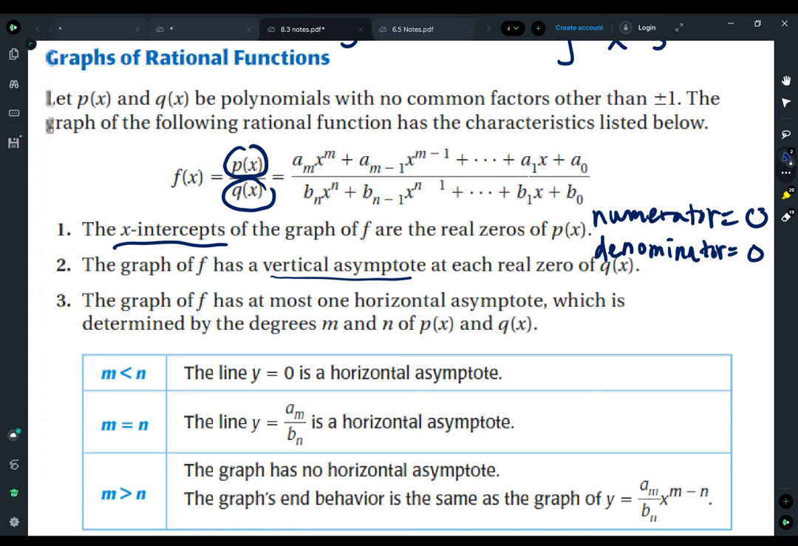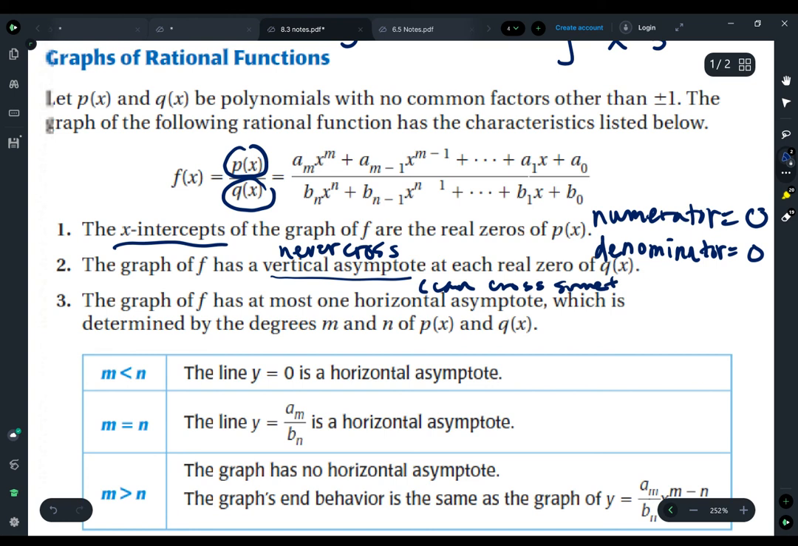We have at most one horizontal asymptote. And with horizontal asymptotes, let's add a couple things in here. With vertical, we never cross. With horizontal, we can cross sometimes. So not always, but sometimes we'll cross them. And the horizontal asymptotes we get from looking at the degrees.